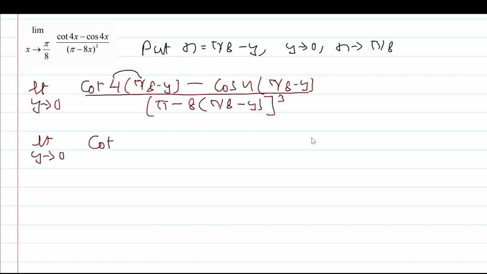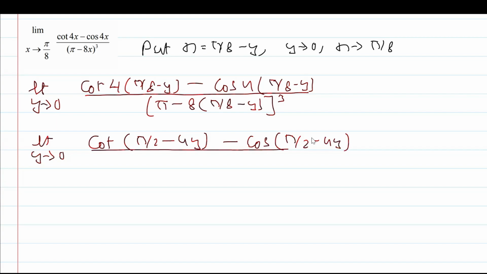In the next step, this is limit y tends to 0, and if I open this bracket, 4 multiplied by pi by 8 should give you what? Pi by 2, sorry, and minus 4y. Same way here, this is going to give you cos of pi by 2 minus 4y, and below it is pi minus 8 multiplied by pi by 8 is minus pi, and positive 8y, and there is a whole cube. This gets cancelled.